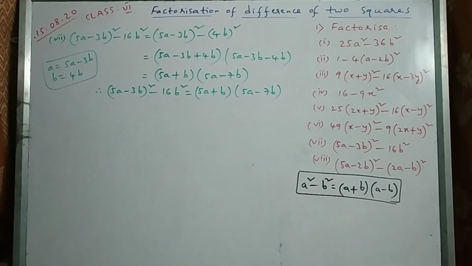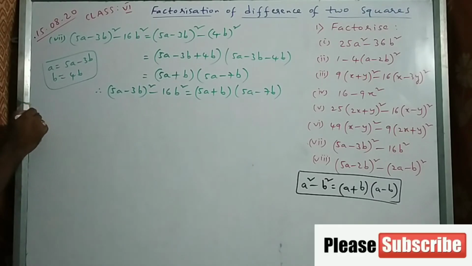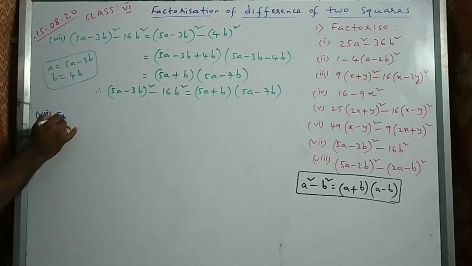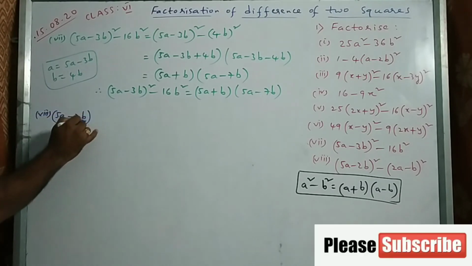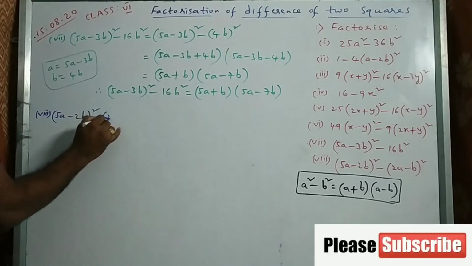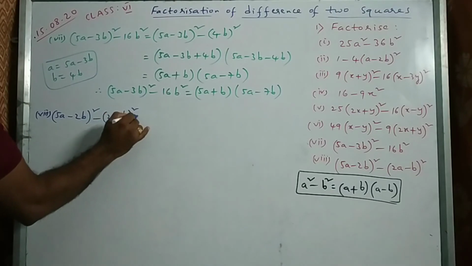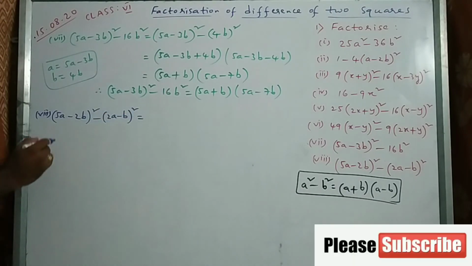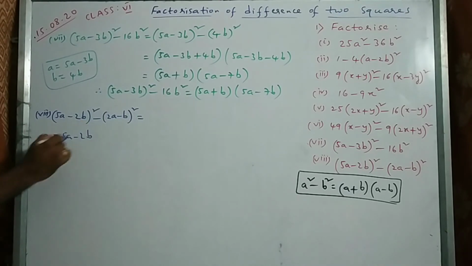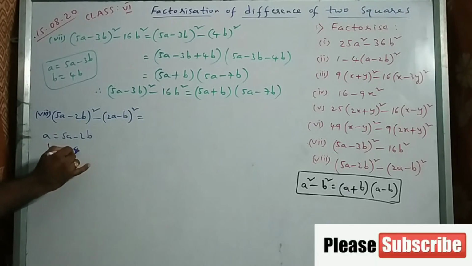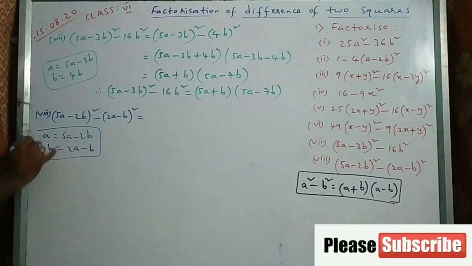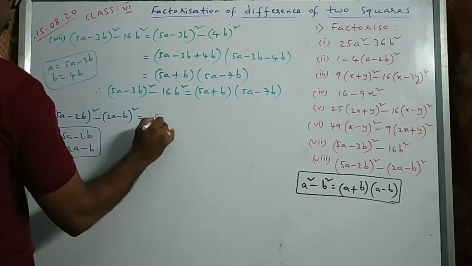Okay? Last one we will see. (5a minus 2b) whole square minus (2a minus b) whole square. It looks like direct form, right? a value is 5a minus 2b, both are perfect squares directly, b value is 2a minus b. So I can write a plus b into a minus b.